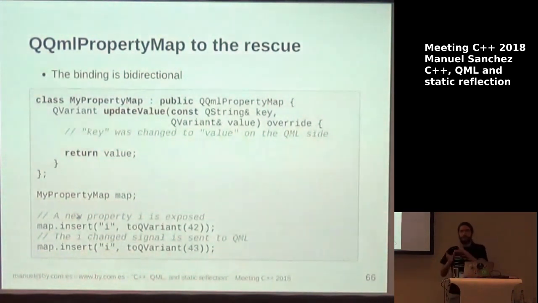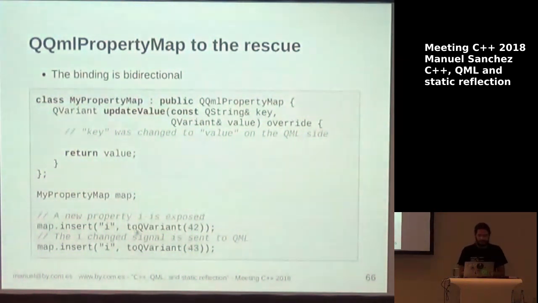So in your QML window, you touch a property of the object, like change the API to A, an invalid API, and the callback updateValue will be called. And you have the chance to change that value to something else before the value is actually saved in the map. Okay? I never do that. I just return the value that QML changed. Okay? And the other side works exactly the same way.